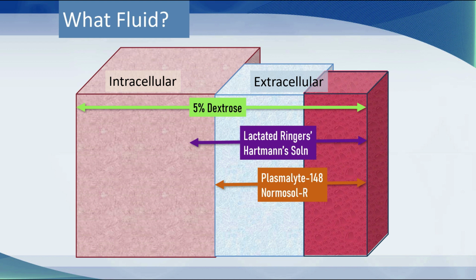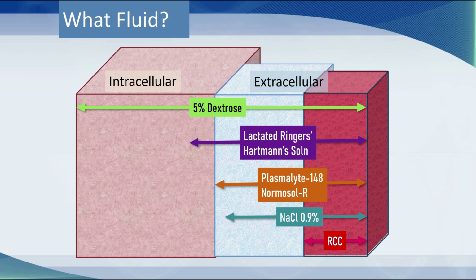Normosol or Plasmalyte 148, these are fully isotonic with plasma, and they will stay in the extracellular space and distribute approximately 30% intravascular and 66% extravascular. Isotonic saline has a slightly lower distribution because it's slightly hypertonic, so slightly more of it stays in the plasma. And then, of course, red cell concentrate 100% stays in the plasma.